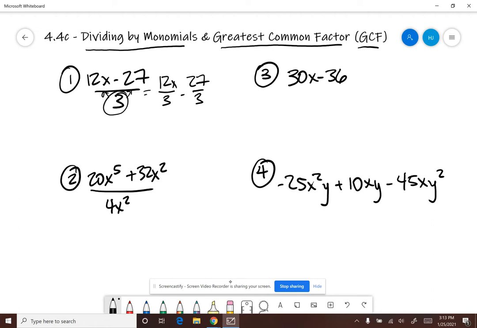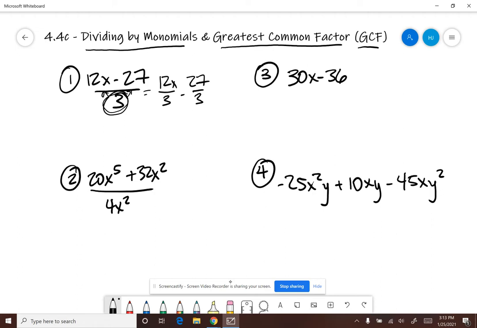When we're talking about dividing by monomials, the only way you can really simplify is if this 3, in this instance, goes into both of these numbers. In other words, we know that 3 goes into 12, correct? But what if this here was 26 or 25? 3 won't go into 25, okay? So you would not be able to simplify this particular problem.